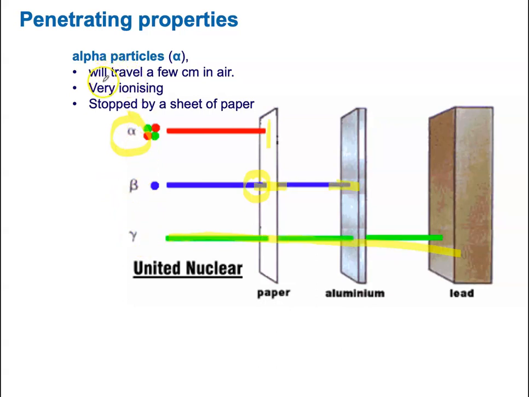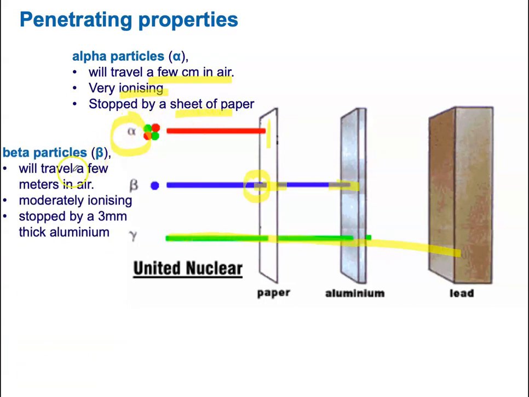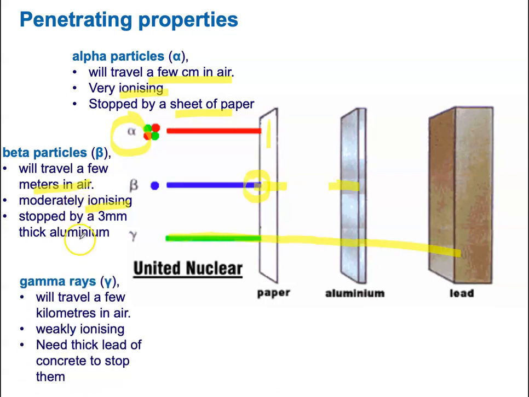So, 3 important properties of alpha. It travels a few centimeters in air, it is most ionizing, and it is stopped by paper. Beta travels further than alpha, a few meters in air, it is moderately ionizing, so it is less ionizing than alpha, and it is stopped by 3 millimeters thick aluminium. And lastly, gamma will travel a few kilometers in air, it is weakly ionizing, and it is stopped by thick lead or by slabs of concrete.